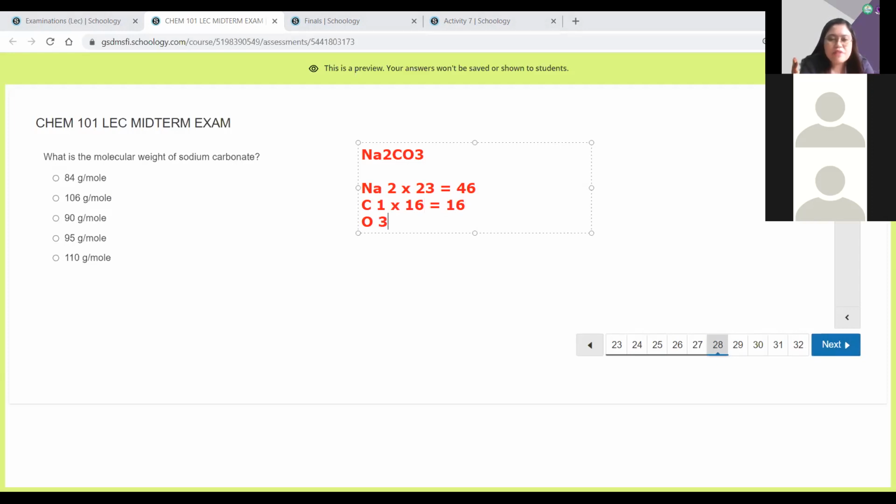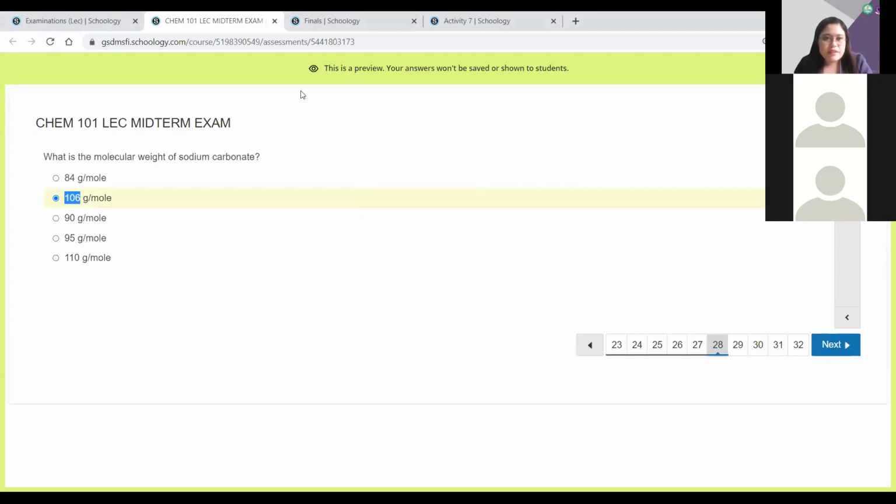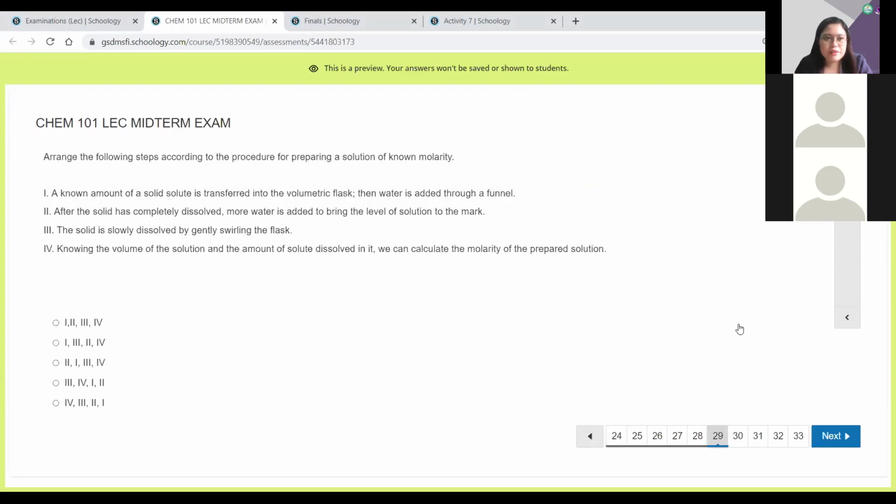And lastly, we have 3 atoms of oxygen times 16, so its atomic weight is 16. So this one is 48. So 46 plus 16 plus 48 is 106 grams per mole. So I hope you got that for the molecular weight.